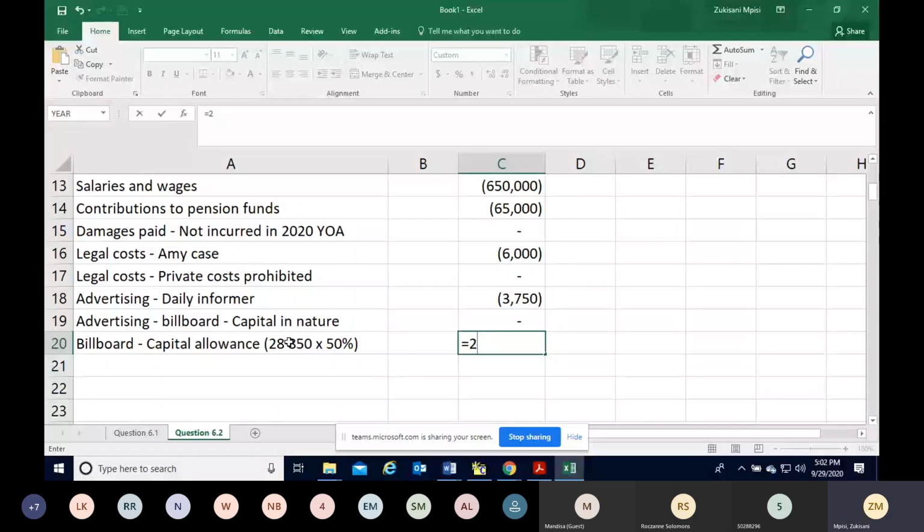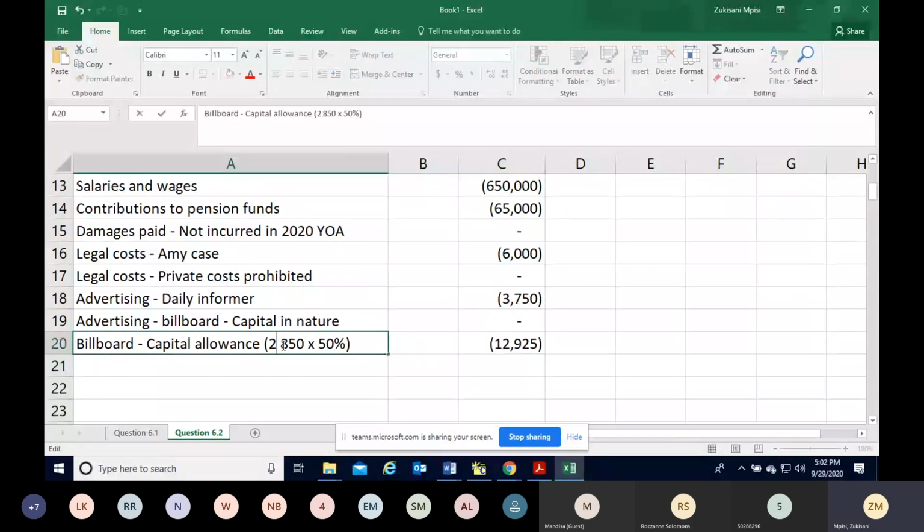There's 25,850 multiplied by 50%, which gives you 12... million. This is 25, my bad.